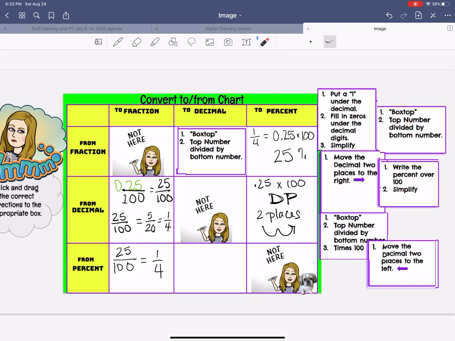Now, to go from a percent to a decimal, do you remember what I said about Dr. Pepper? Only this time, I'm starting with a percent. Since I'm starting with percent, I will move backwards 2 places left. So I'm going to either divide by 100 or move 2 places to the left.